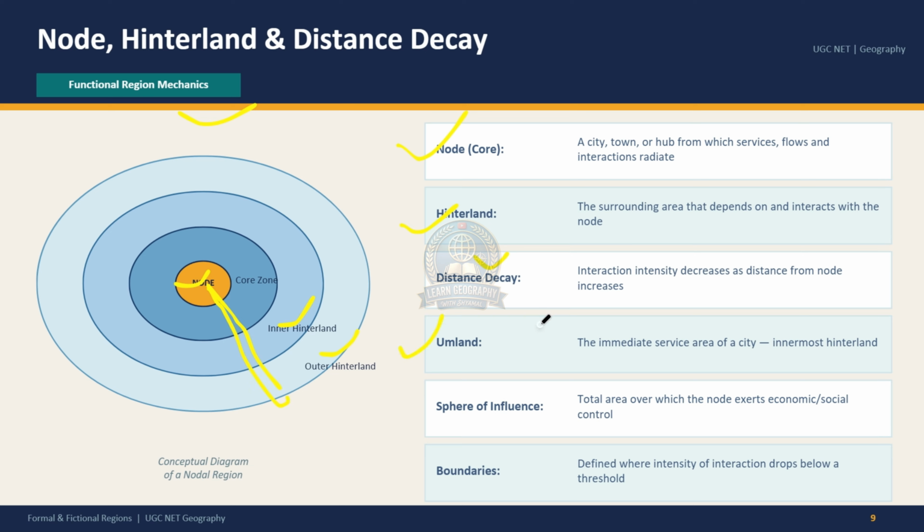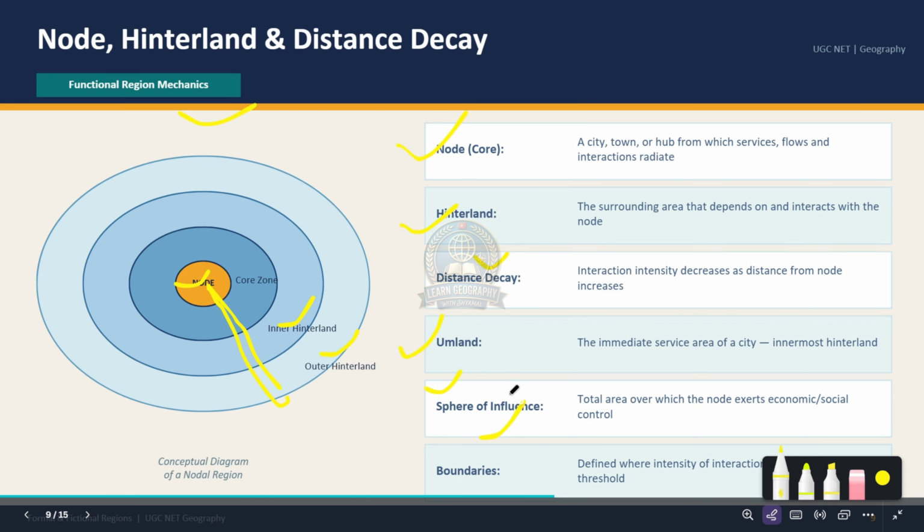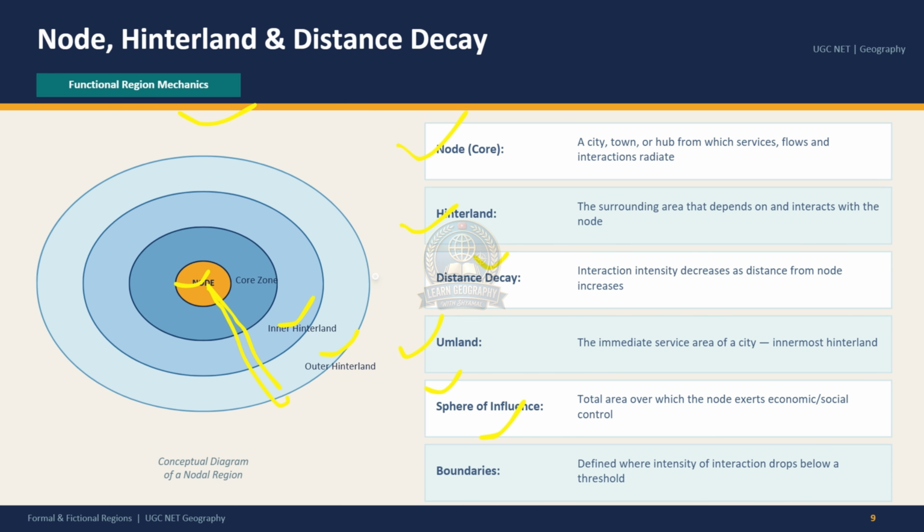Umland: the immediate service area of the city, the innermost hinterland. Then sphere of influence: the total area over which the node exerts economic and social control. Boundaries define where the intensity of interaction drops below a threshold point. Okay, this is the conceptual diagram of a nodal region.